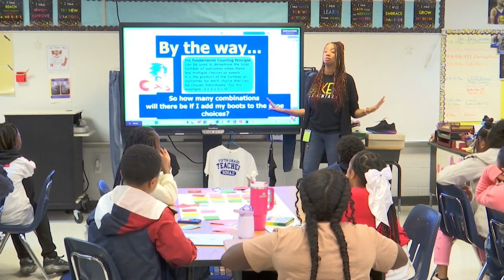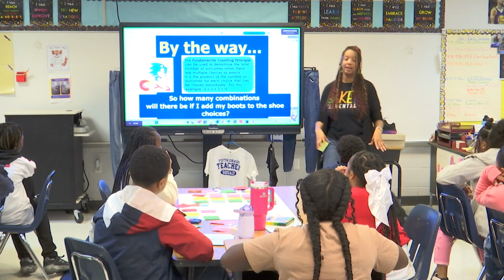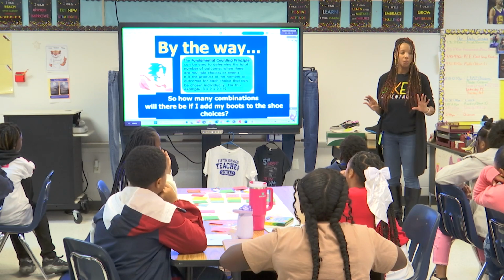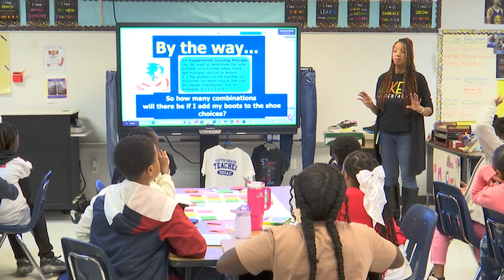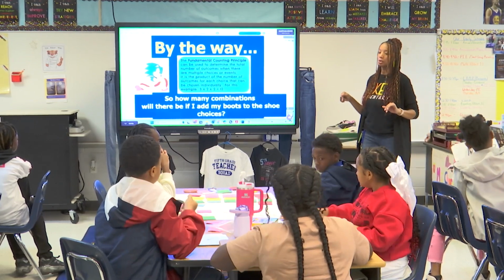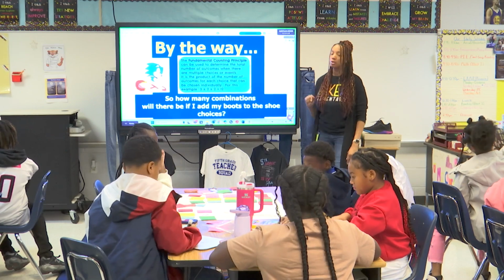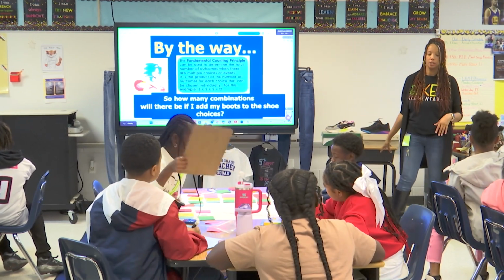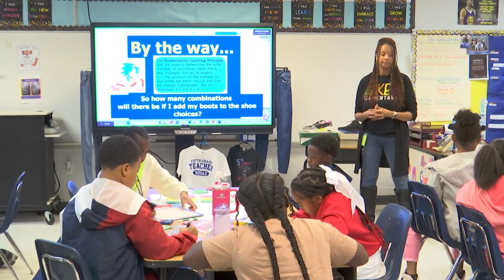So let me ask you this. You see I have on black boots, right? Let's say I add the black boots to my shoe choices. I won't have 12 different combinations now. Can you write down on your board? If you need to use a calculator, that's cool, but I know some of my kids use the fundamental counting principle. If I add boots to the shoe choices, how many combinations can I have?